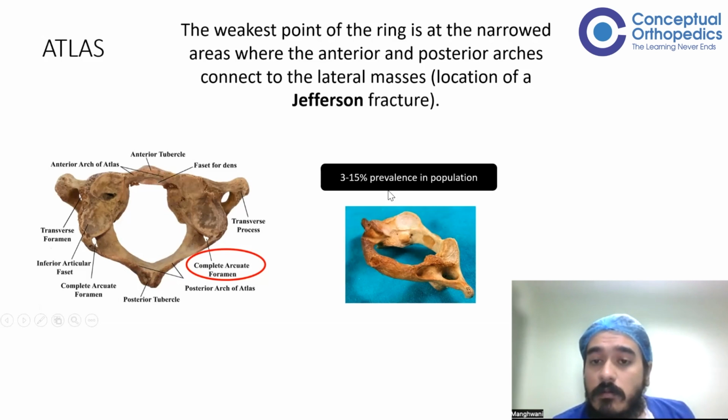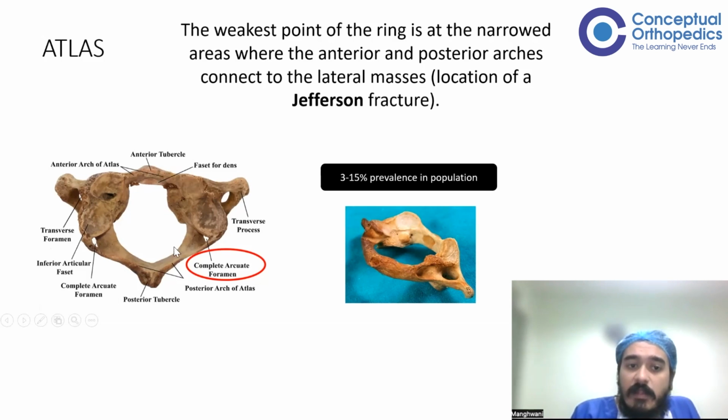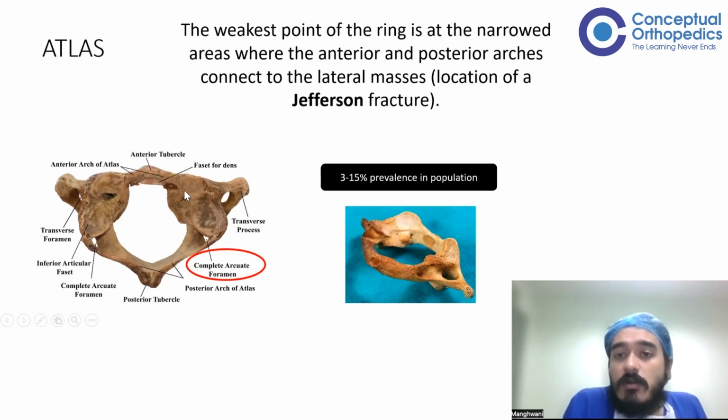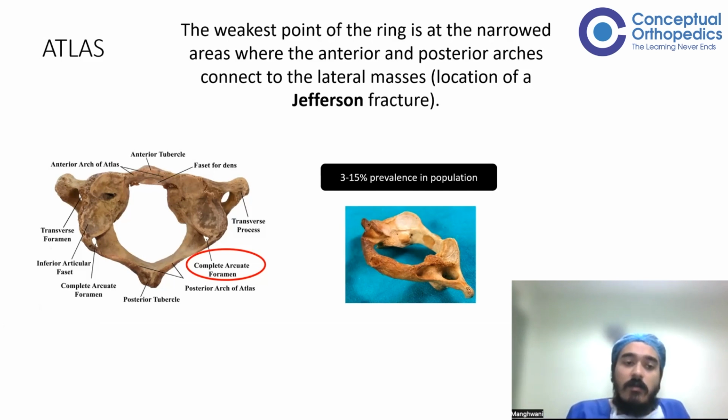Now, in 3 to 15% of the population, the atlas may be absent or it may be fused with the occiput. The weakest point of the ring is at the narrowed areas where the anterior and the posterior arch meet each other and they are connected to the lateral mass. This is basically the location of the Jefferson's fracture, and the reason is because it is the weakest.